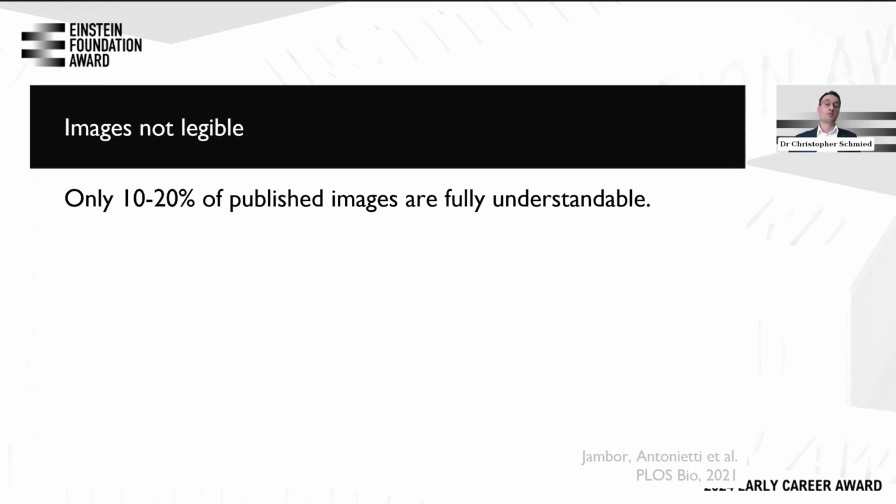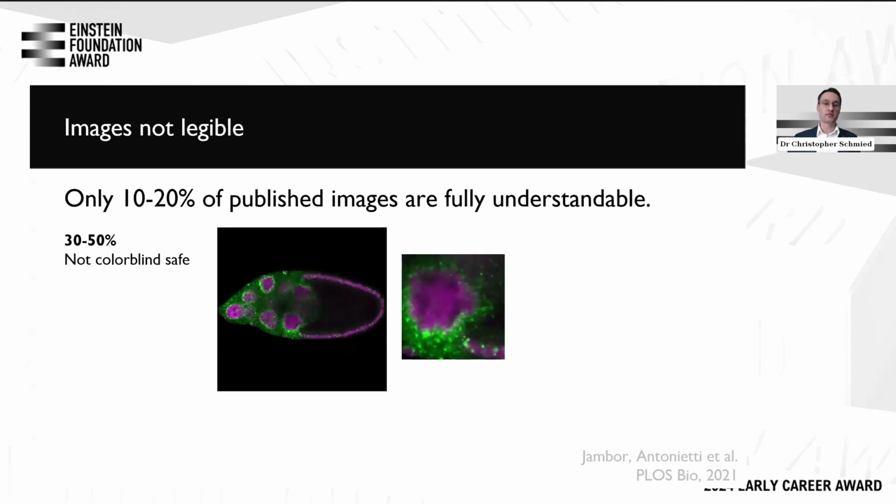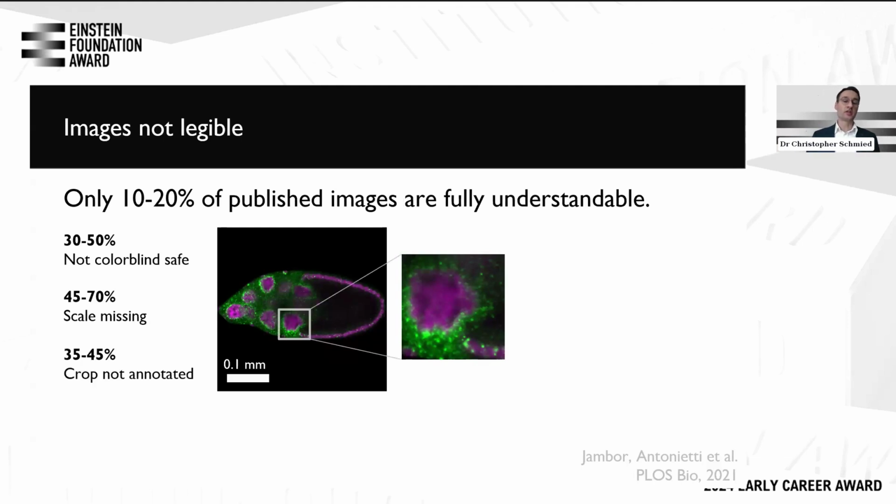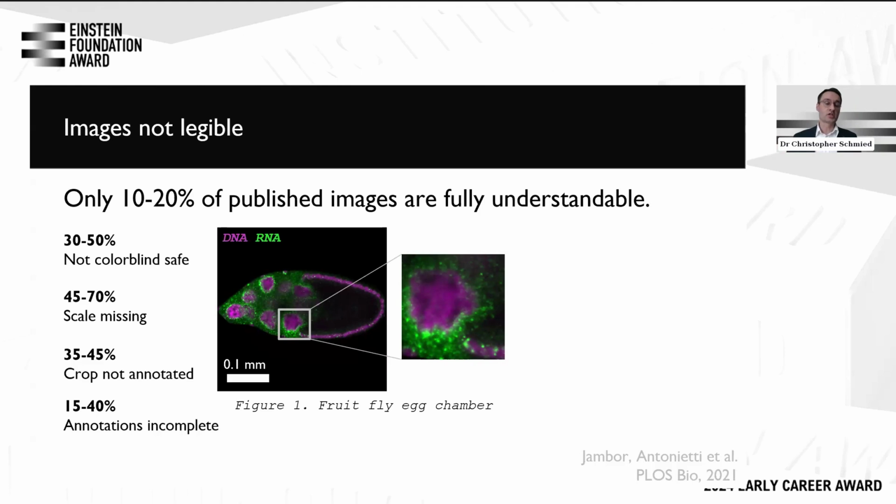What does she mean? Many images are not colorblind safe, therefore not accessible for all audiences. Often scale bars, really basic annotations, are missing. Probes are not annotated in their origins, and annotations explaining what is shown in the images are not on the image. Also, explanations are missing or are incomplete in figure legends. All of this degrades the scientific results and makes the information depicted in images inaccessible for other scientists.